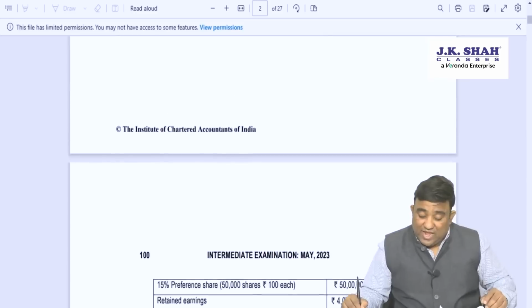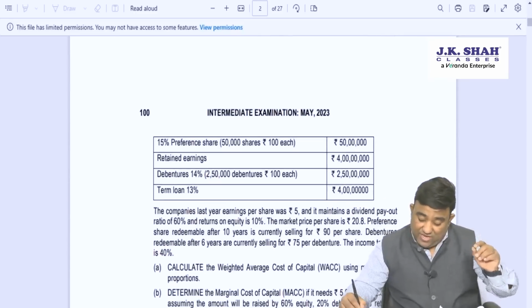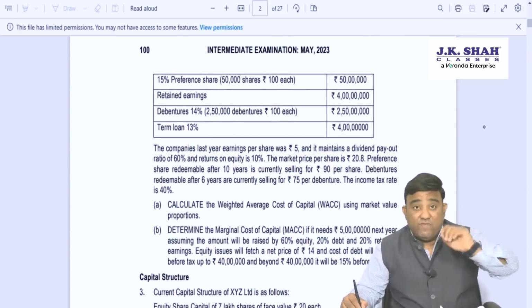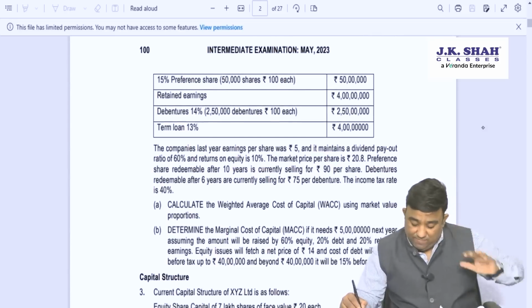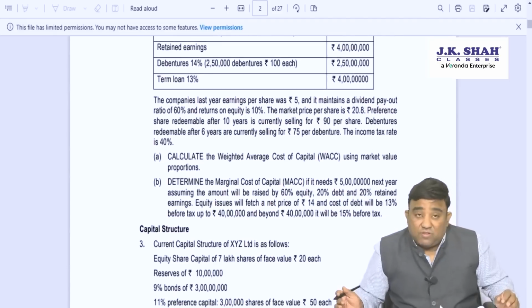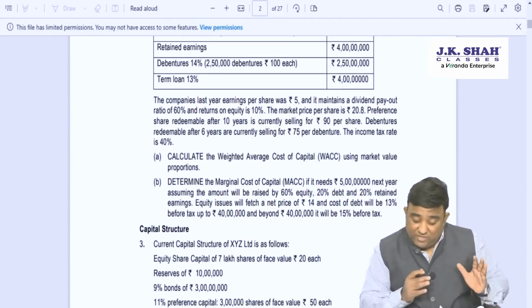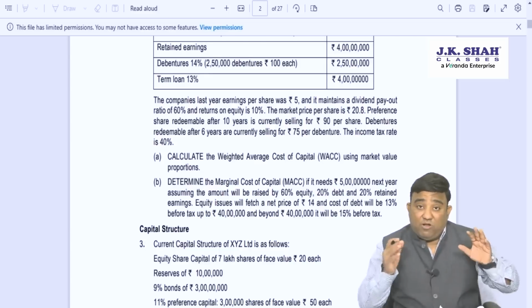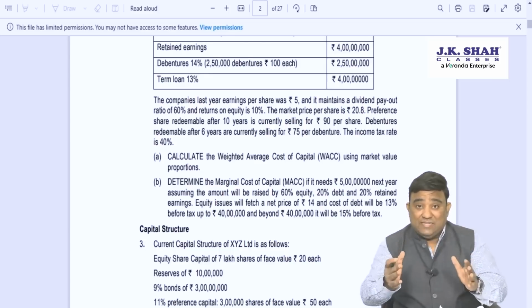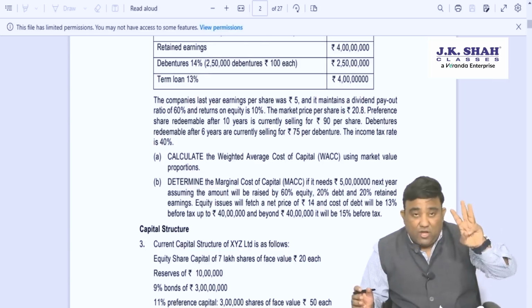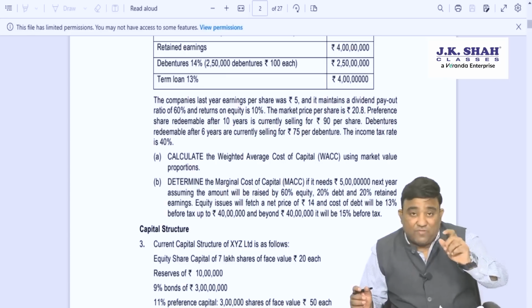Students, you understand, we need KE, we need KP, we need KR, we need KD, we need KT. Company last year EPS was 5, and it maintained a dividend payout of 60%, meaning thereby out of 5 they paid 3 rupees dividend, and ROE is 40%.